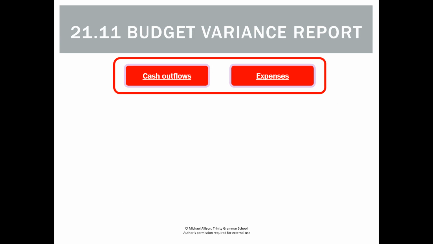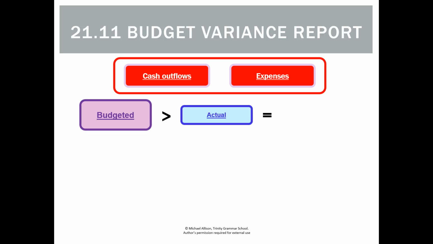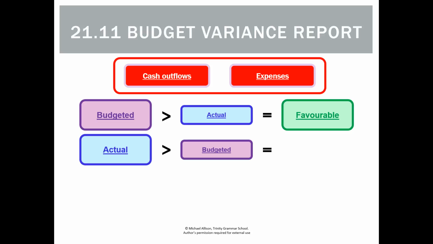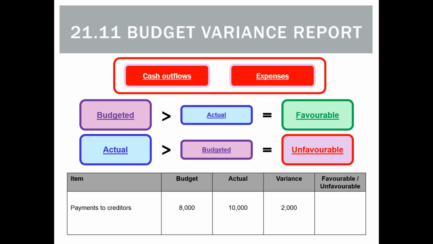But looking at items that are cash outflows and expenses, the opposite applies. When the budgeted result is higher than actual, we say that is the favorable outcome. And when actual is higher than budget, that will be the unfavorable outcome. So in this case, if payments to creditors were expected to be 8,000, but they actually were 10,000, we would call that an unfavorable variance because we have spent more money than we budgeted for.